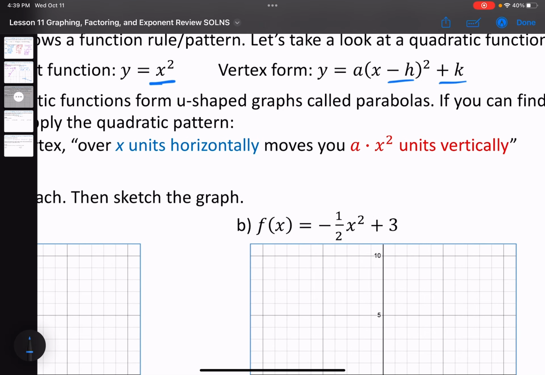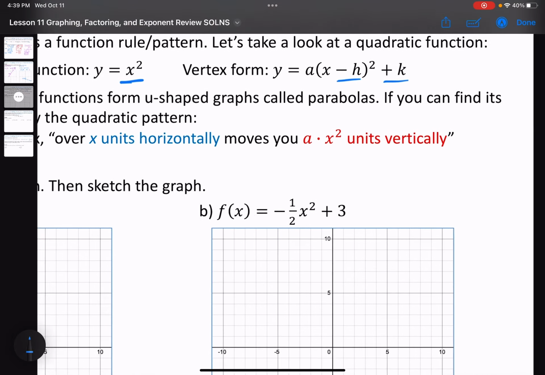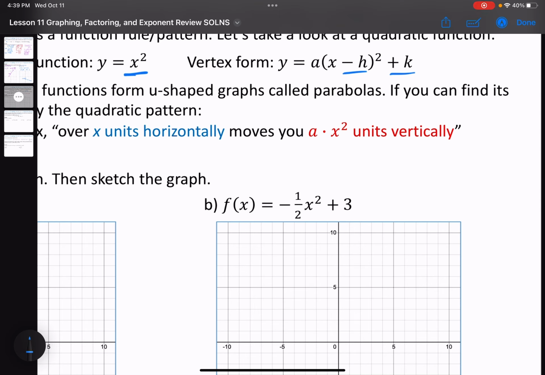When you move over to the left or right, horizontally x units, it's going to move the next point up or down a times x squared. It's kind of the hardest part of this lesson to understand. If you find the vertex, you have the vertex at any point, and we want to figure out the next point. Where does this graph go? If you move over x units, then you're going to move up or down to find the next point at ax squared.